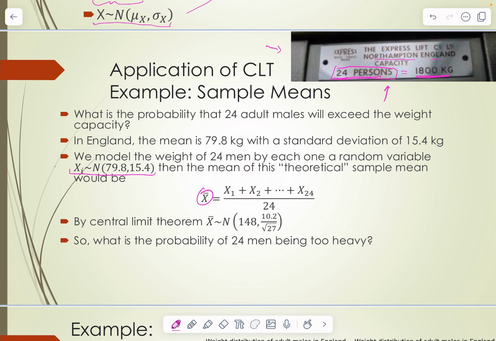As it turns out, by the central limit theorem, because each of these is normally distributed, x bar is a normal random variable. The mean is 79.8, the same mean as before. The standard deviation is going to be the standard deviation from before divided by the square root of 24.